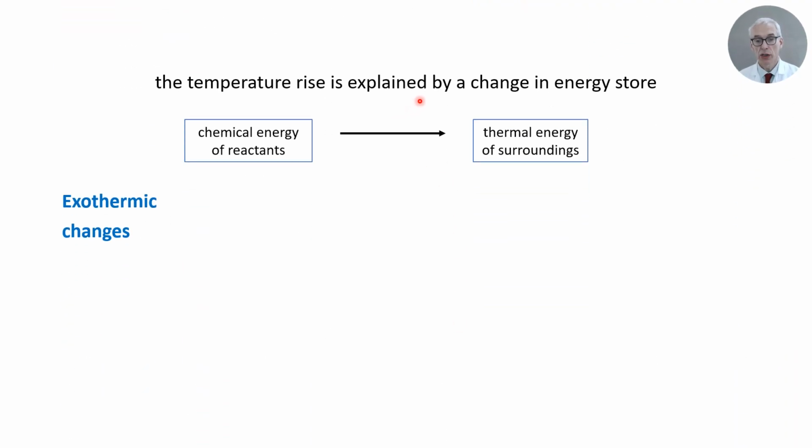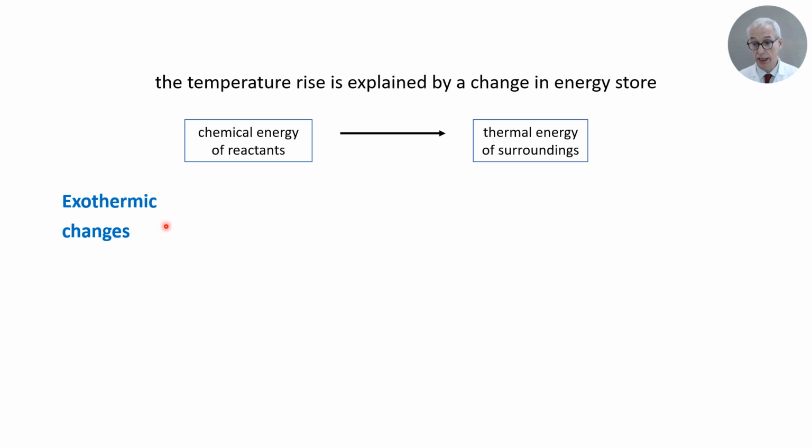So we need to explain the temperature rise. Chemical energy in the reactants is moved to a different energy store, thermal energy, in the surroundings. Overall energy is conserved, but chemical energy is moved to thermal energy. Hence, there is a temperature rise for an exothermic change.